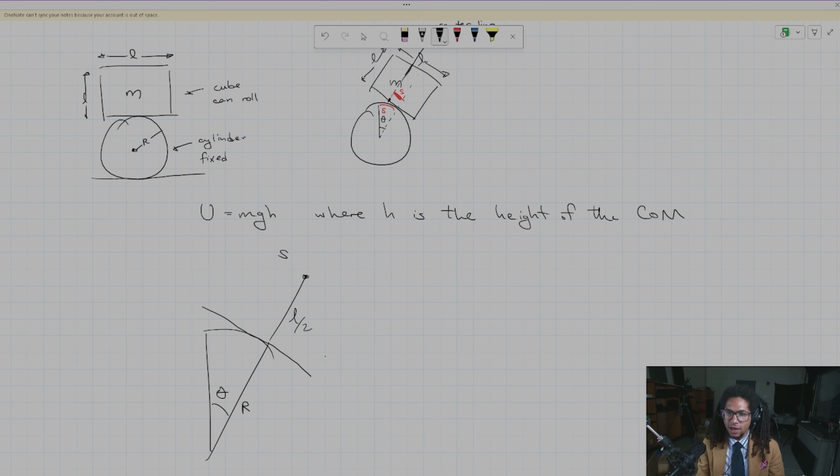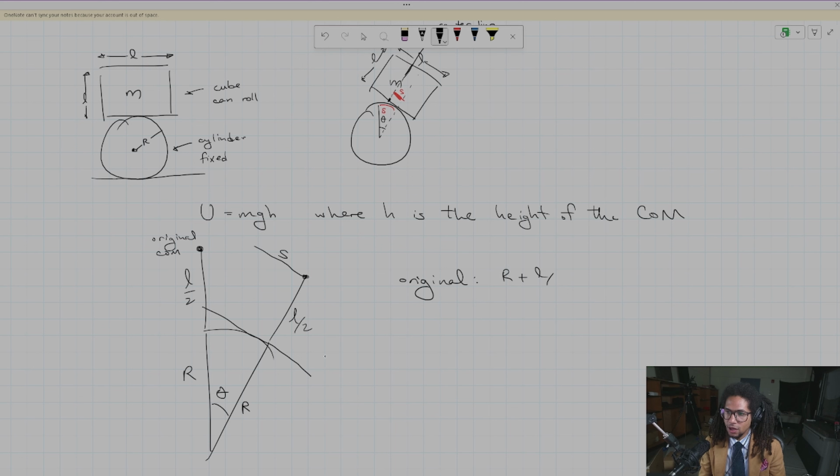So the question is, how different is that from the original position of the center of mass, which again was just a distance L over 2 up here. Original center of mass. Okay, so let's just denote the location of the center of mass. Again, we only care about the height. The original height was r plus L over 2. What about the new height? Well, we're going to need to do some trig to figure that out.